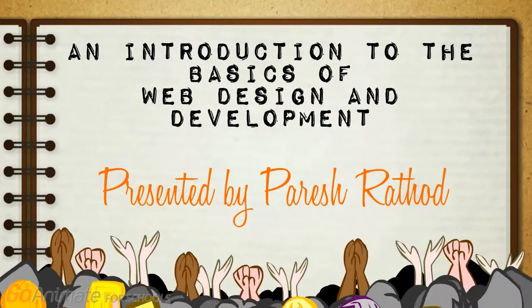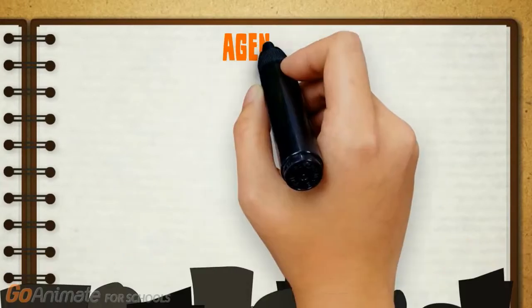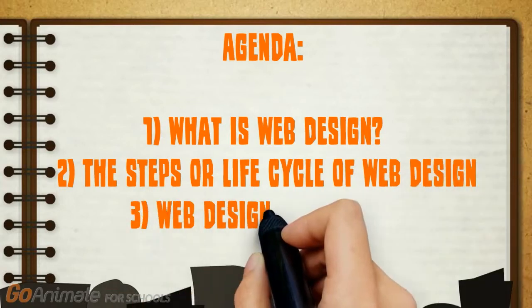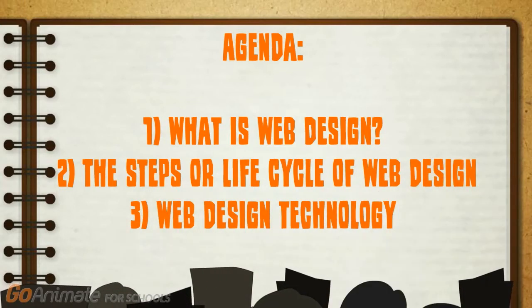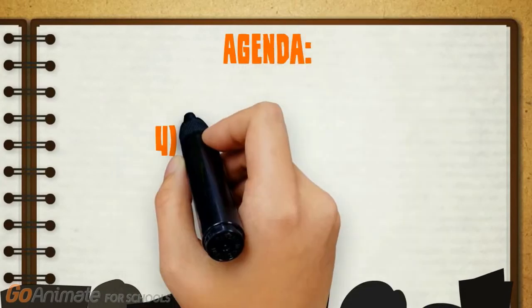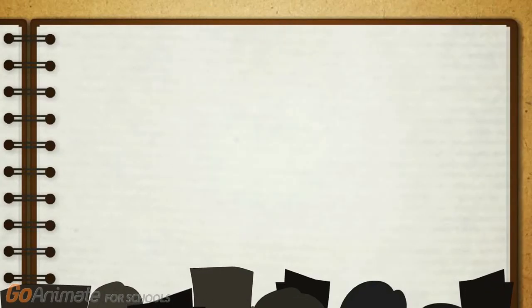And today's agenda is, first, we will learn what is web design. Second, we will learn what is the process of web design, the steps or life cycle of web design. Third, we will see which technology can be useful in web designing. Finally, we will conduct a web design workshop. We will be happy to help your team.